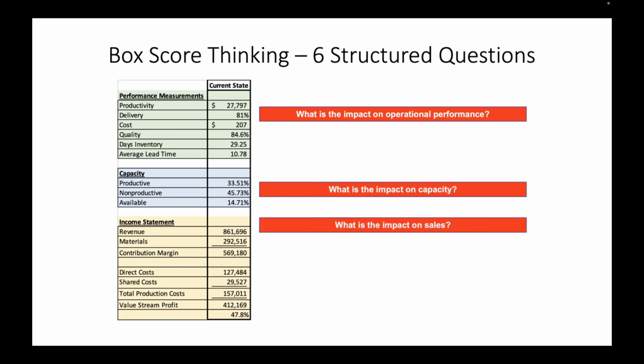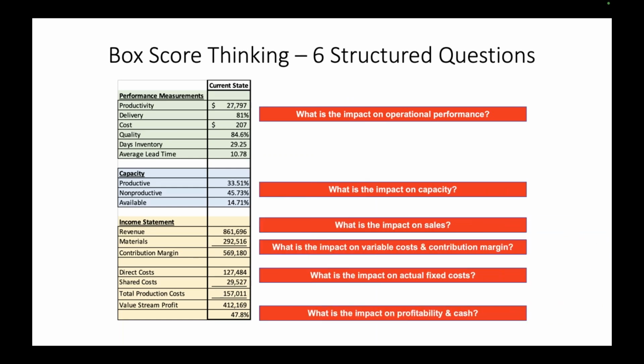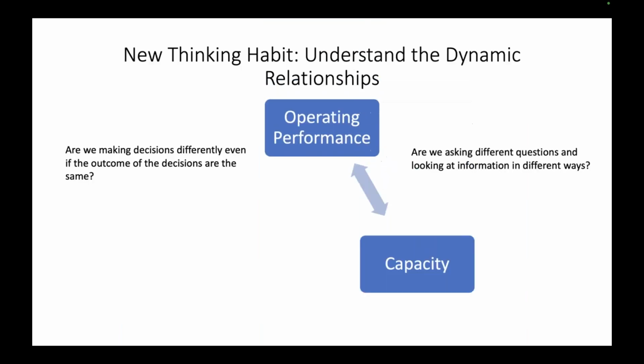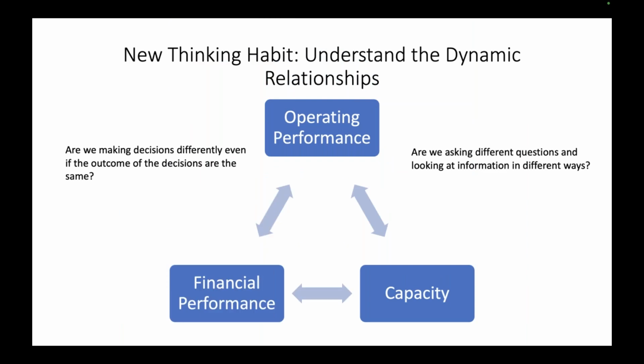And really, these are the 6 questions that get answered if you look through the box score. What's the operational performance impact? What's the capacity impact? And when you understand that, then you can look at the different components of the value stream P&L. What you want people to learn is these relationships between operating performance, financial performance, and capacity. How do they work? I always say that these relationships are very, very dynamic.